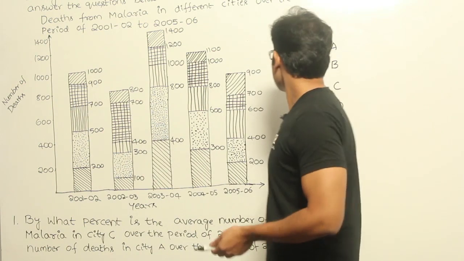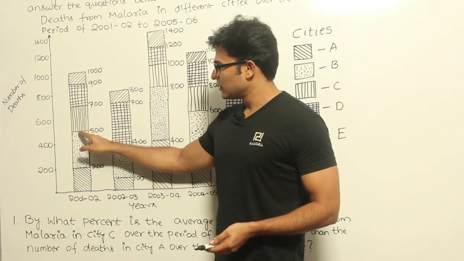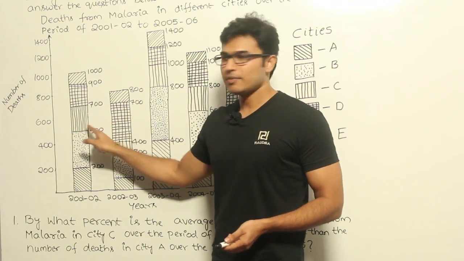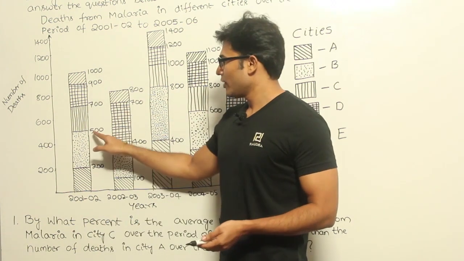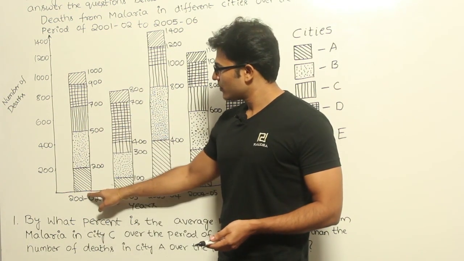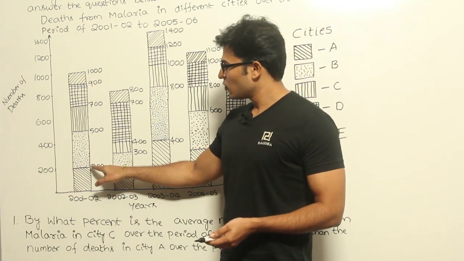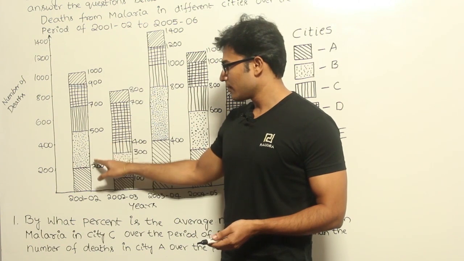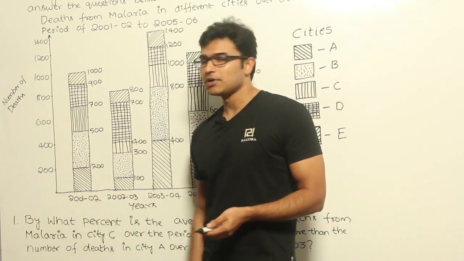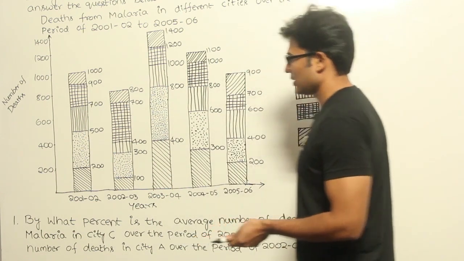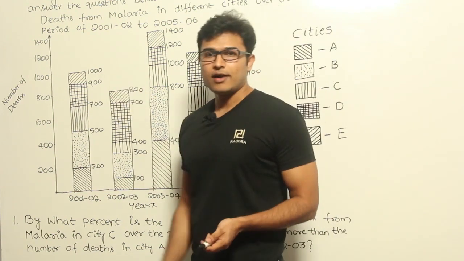Now if you want to see city B, it is given by this shade. The city B upper limit here is given by 500. Between 400 and 600 it is 500. Assume that it is 500. But it is starting from here, therefore for city B it is 500 minus 200, which means 300 is the number of deaths because of malaria during this period 2001 to 2002. So likewise the cities and the bars are given here, and now we are supposed to answer the question.